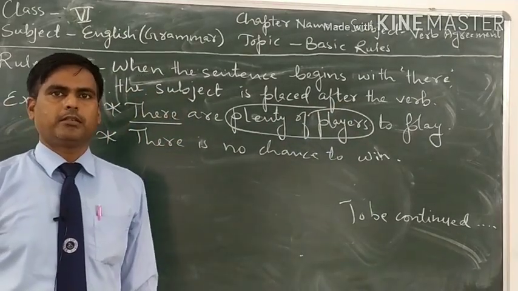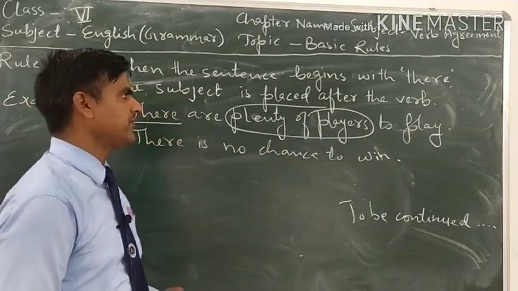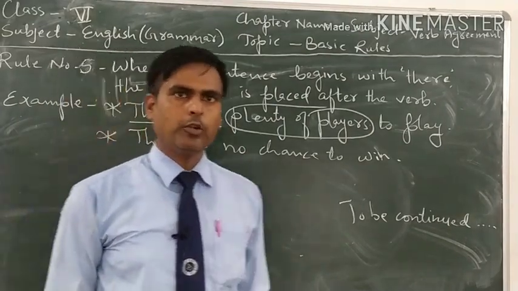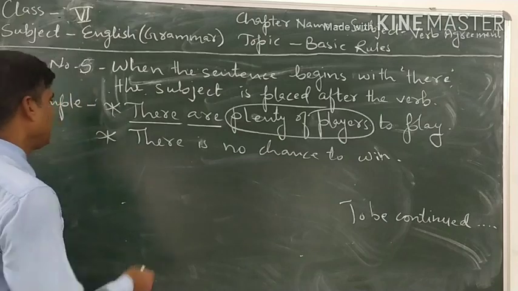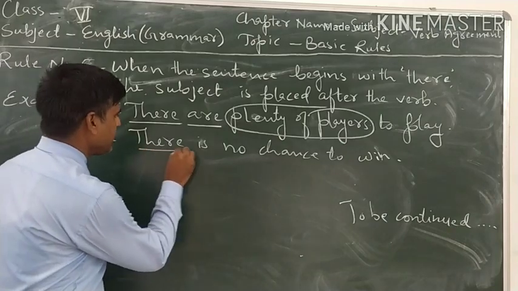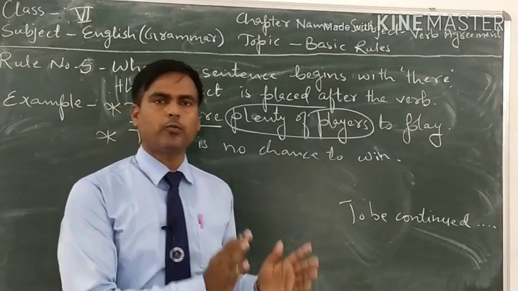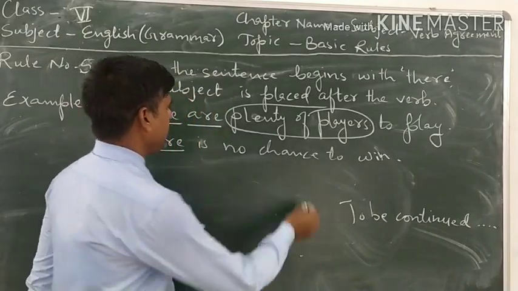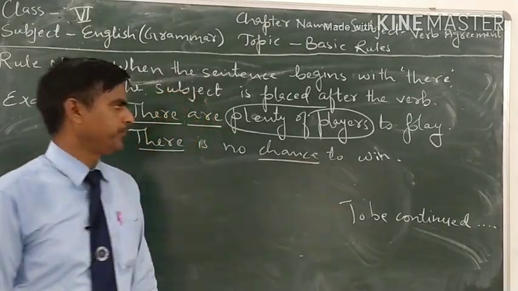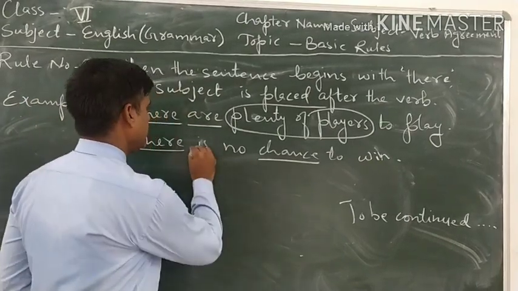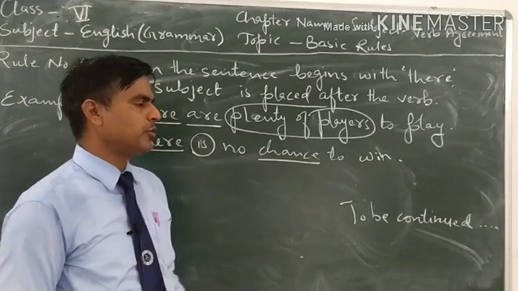Plenty of players. The subject is plural. That's why we will use a plural verb. Now come to the next example. The next example is also started with there. It means the subject would be after the verb. So the subject is chance. Chance is singular. That's why we will use a singular verb. There is no chance to.